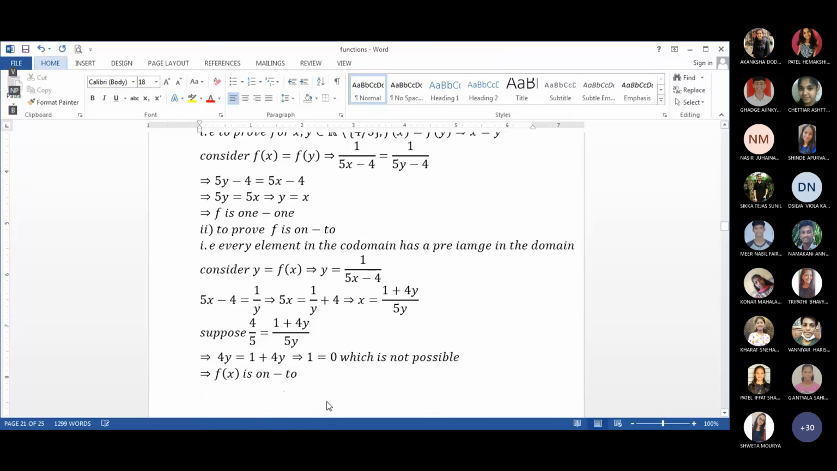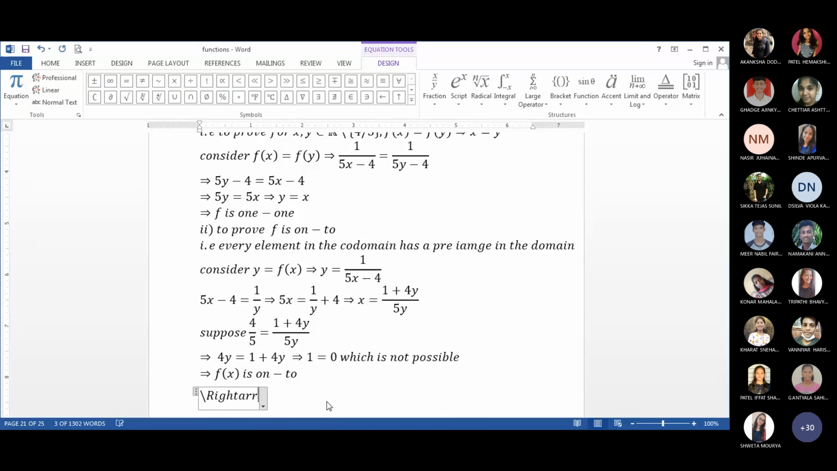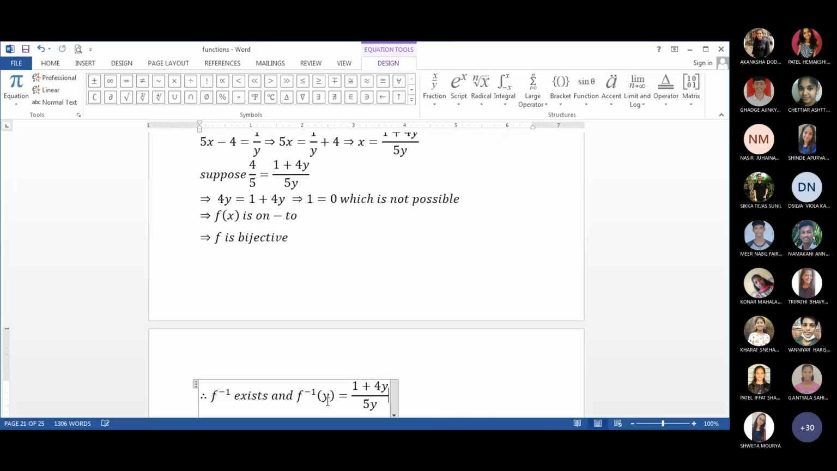तो मेरे को 1-to-1 मिला, मेरे को onto मिला. I can say f is bijective, therefore f inverse exists and f inverse of y is given by (1 + 4y) divided by 5y.